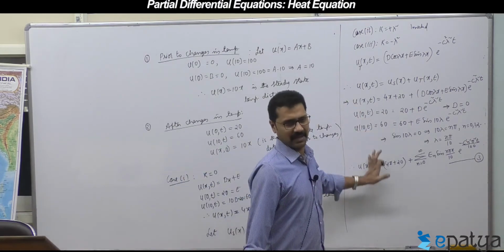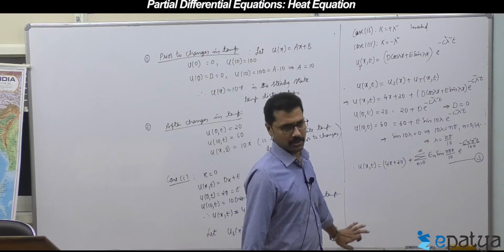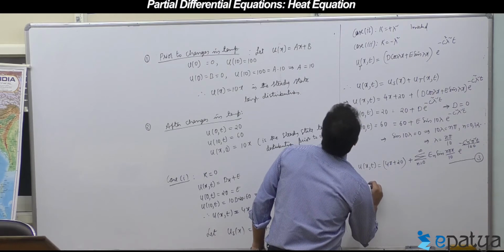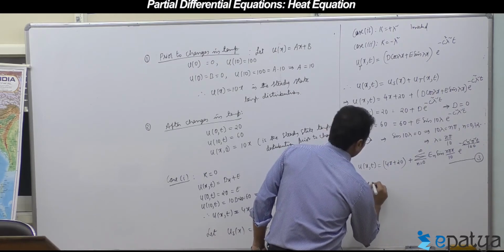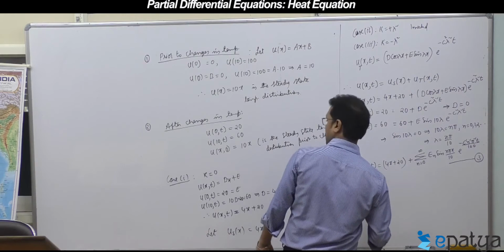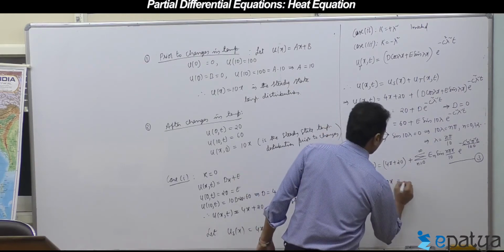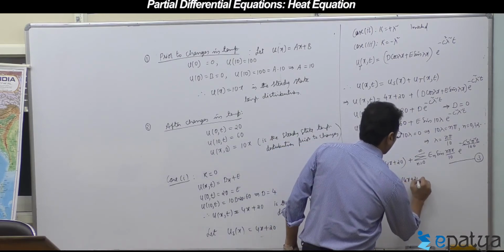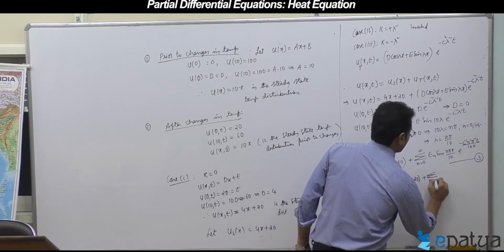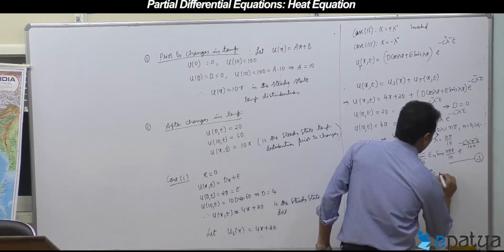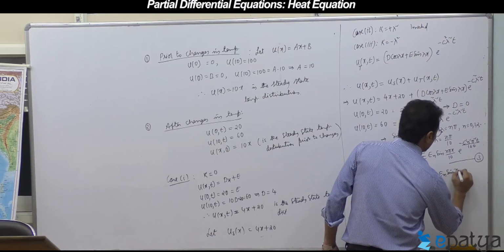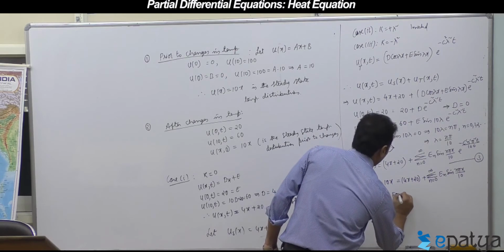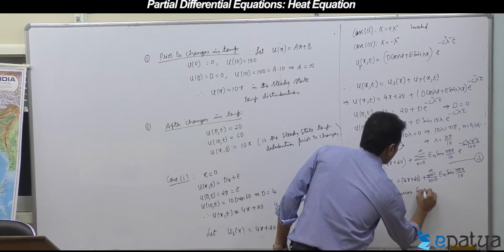Same, ditto, everything same, no change anywhere. U of x comma 0 is given to me as 10x, so 10x is equal to 4x plus 20 plus sigma n running from 0 to infinity en sin n pi x by 10, which is a Fourier sine series.